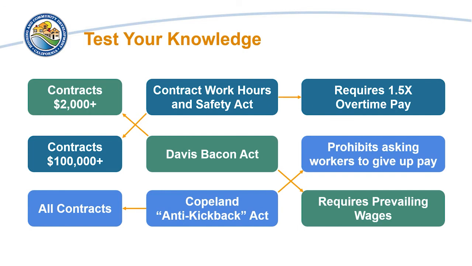The Davis-Bacon Act requires the payment of prevailing wages and is required for federally funded construction contracts valued at $2,000 or more. Please note that the Davis-Bacon Act is only applicable to housing rehabilitation projects in which the residential property contains 8 or more units. The Copeland Anti-kickback Act prohibits contractors from requesting workers to return their pay and is required for all federally funded construction contracts, regardless of the funding amount.